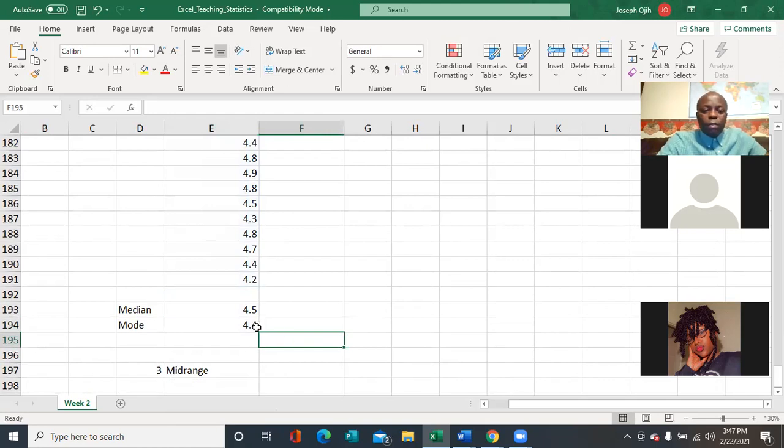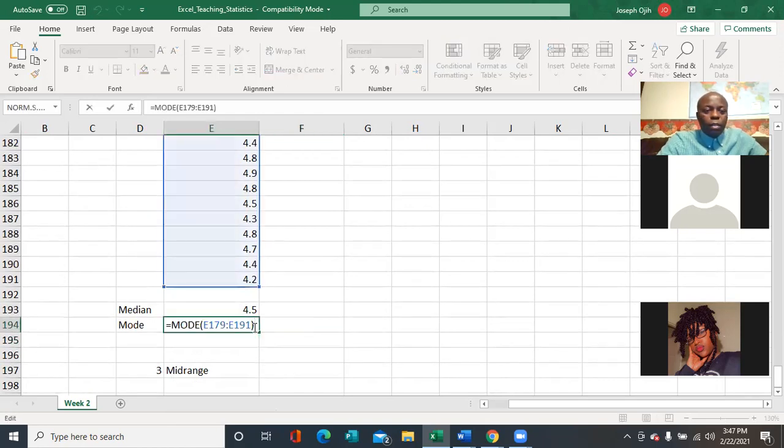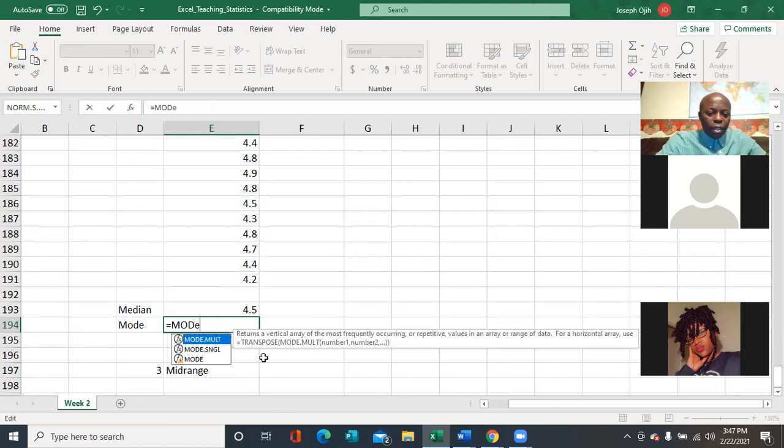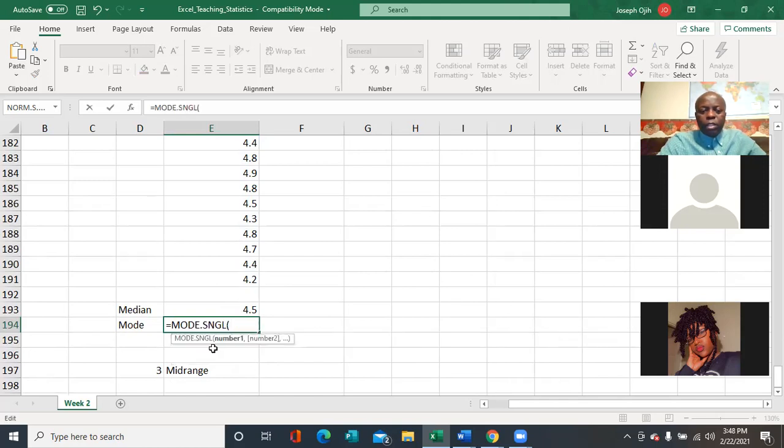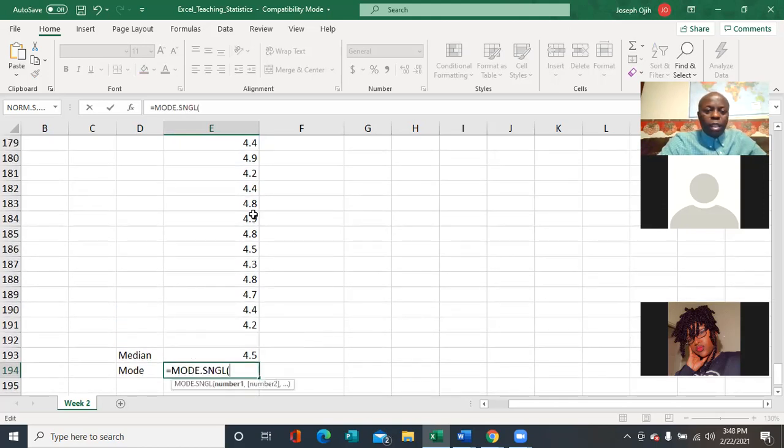Excuse me, Professor, do both of the modes work, instead of the mode with the SNGL, I think the other one? They both work. Let me show you. Oh, this one is if it has multimodal. It says returns a vertical array of the most frequently occurring or repetitive values in an array. Let's try this one. That's what you're asking me, right? For homework, I think it said the second one with the SNGL. Yeah. Let's see if this one will bring both of them out.